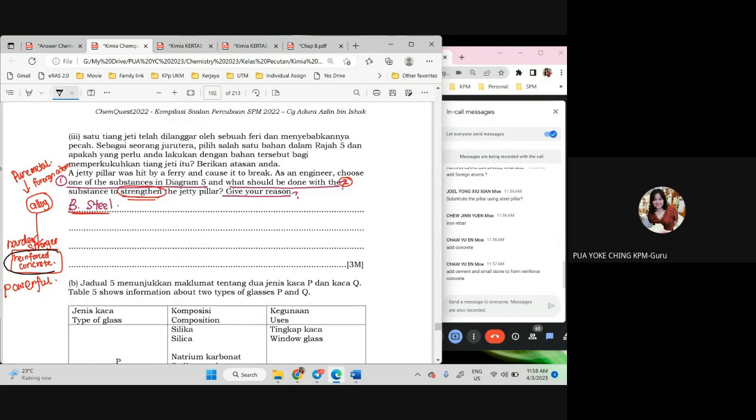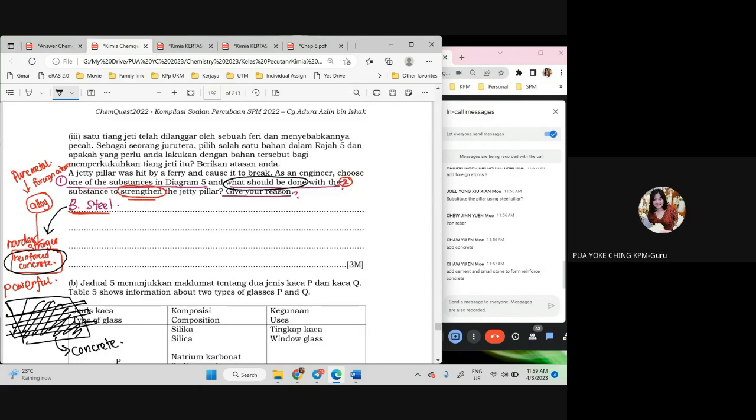Tapi soalan ni sangat jahat. Kenapa cikgu kata jahat? Dia bukan tanya from B ni, daripada B ni, tukarkanlah dia jadi reinforced concrete. Dia tanya apa you boleh buat. What you do so that it become reinforced concrete. So reinforced concrete is you have steel, ada steel, ada steel, and then you have concrete. So this is what we call reinforced concrete.